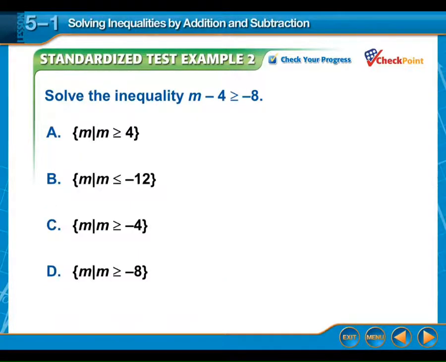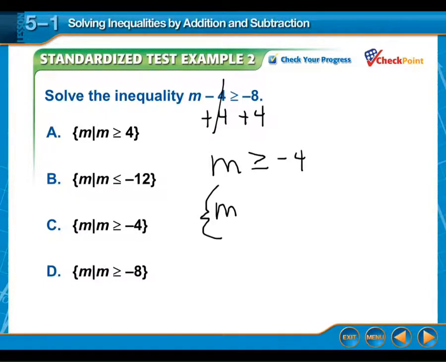All right, let's solve this inequality. M minus 4 is greater than or equal to -8. All right, so let's add 4 to both sides. And we have M is greater than or equal to -4. So M is such that M is greater than or equal to -4.